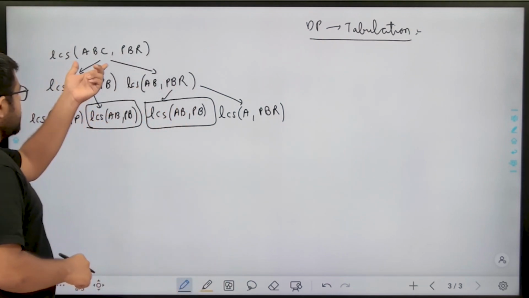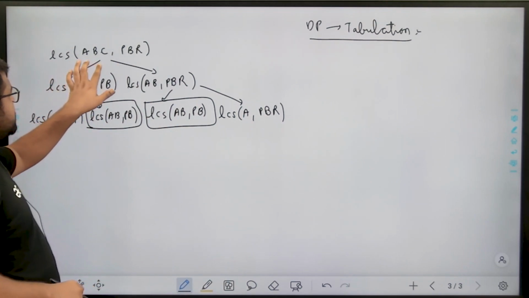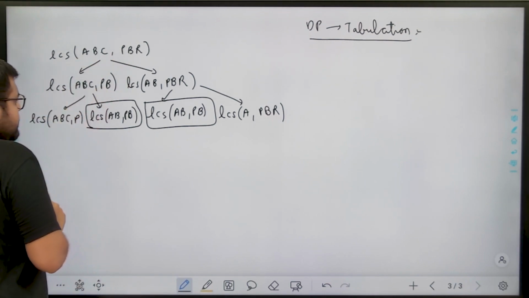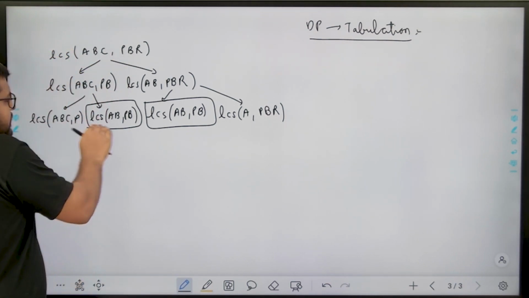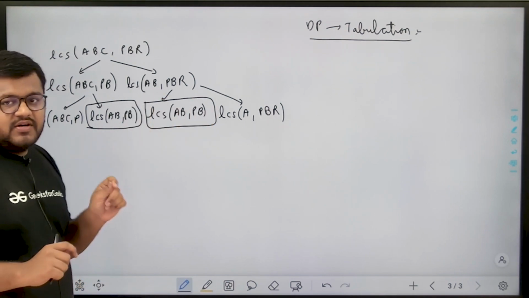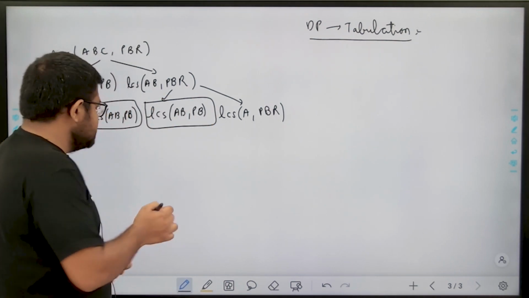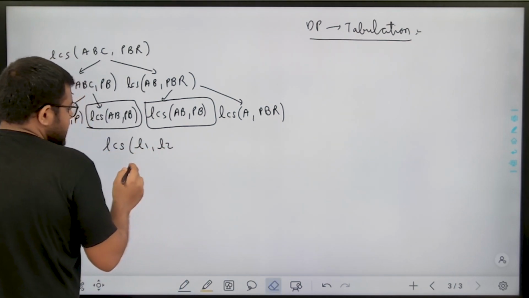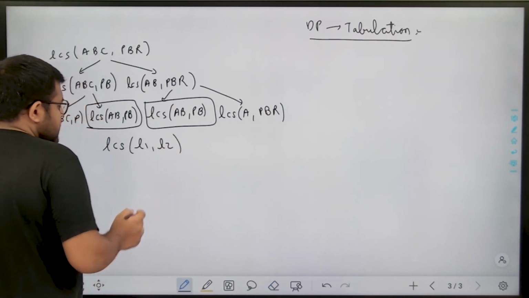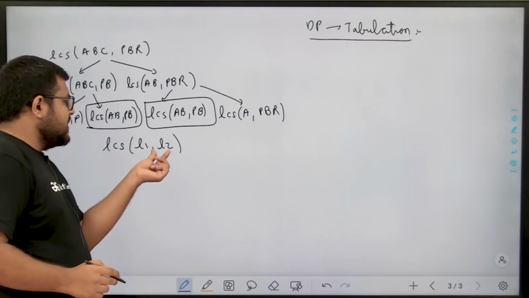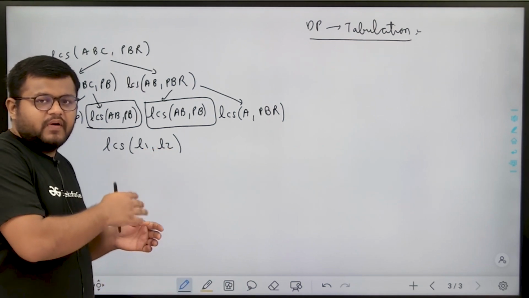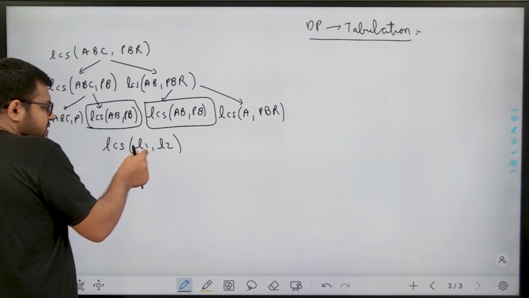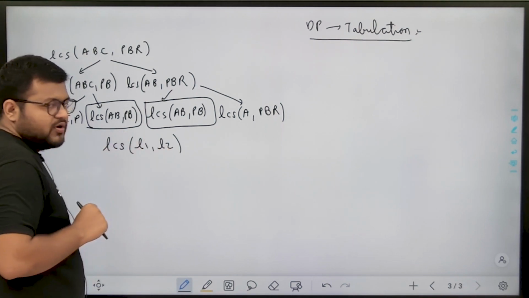If you look at what we are basically doing, the longest common subsequence of this and this is nothing but the longest common subsequence of abc comma pb, which means that at each and every particular point of time we want to find the longest common subsequence of length L1 and L2, where L1 is the length of the prefix of string 1 and L2 is the length of the prefix of string S2. So we want to find the longest common subsequence from a prefix of S1 and a prefix of S2.